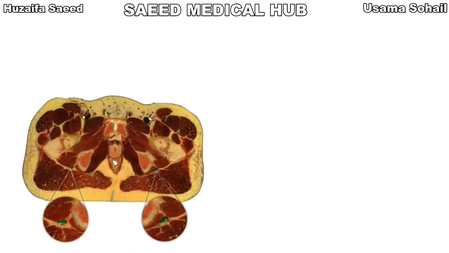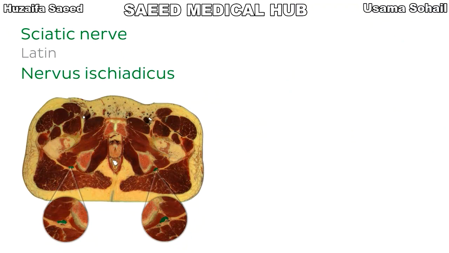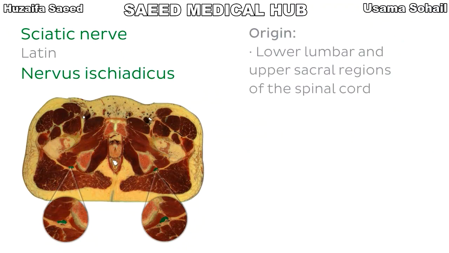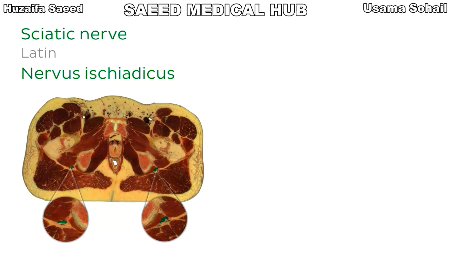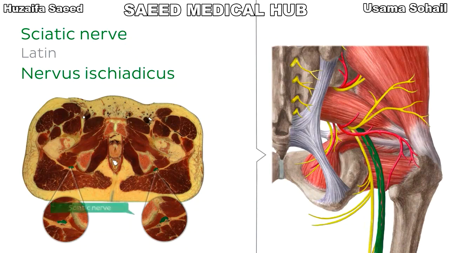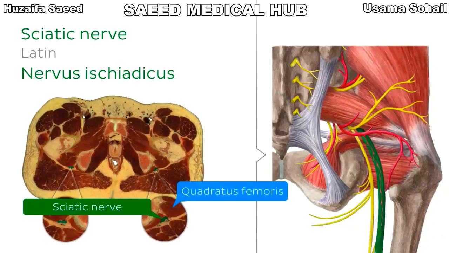And last but not least, we have the sciatic nerve. So the roots of this nerve originate from the lower lumbar and upper sacral regions of the spinal cord and travel downward beneath the gluteus maximus to supply the posterior compartment of the thigh as well as the leg. And we can see the sciatic nerve highlighted in green in both of these images just here. Now, if we take a closer look at the image on the left, the sciatic nerve is sandwiched between the quadratus femoris and the gluteus maximus.